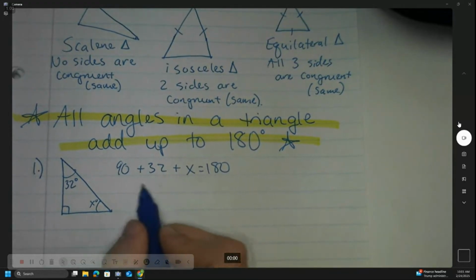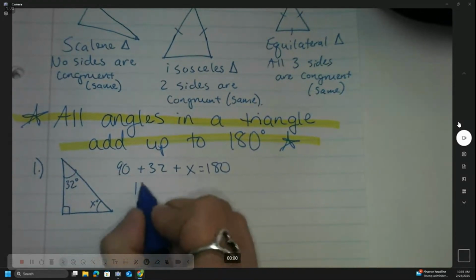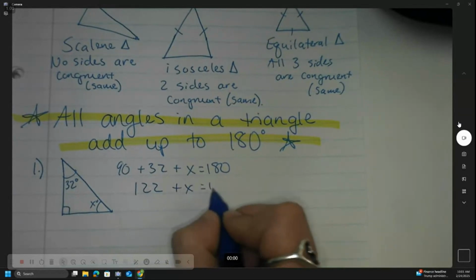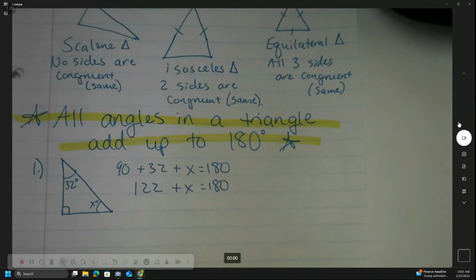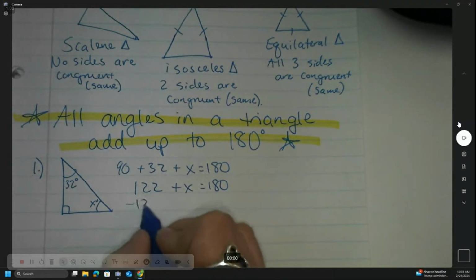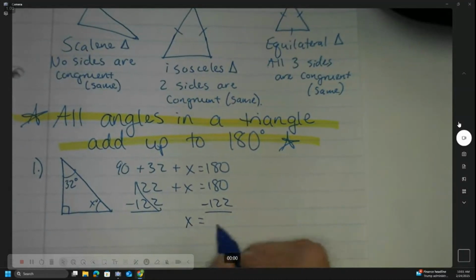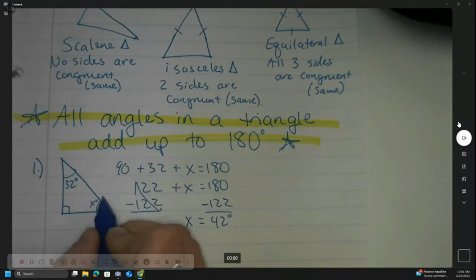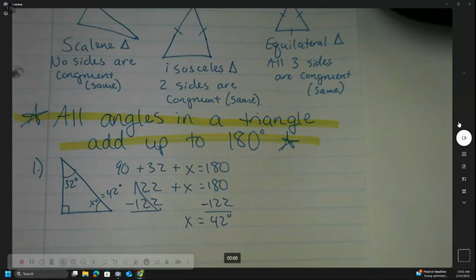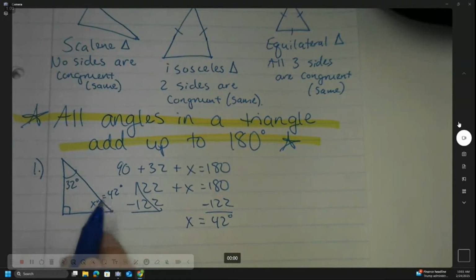I'm going to combine these constants, and 90 plus 32 is 122. And now it looks like a two-step problem that we're used to seeing. I see a positive 122. I'm going to go ahead and subtract it from both sides of the sign. Bring down my x equals sign. 42 equals x. So x equals 42 degrees. 42 plus 32 plus 90 equals 180 degrees.